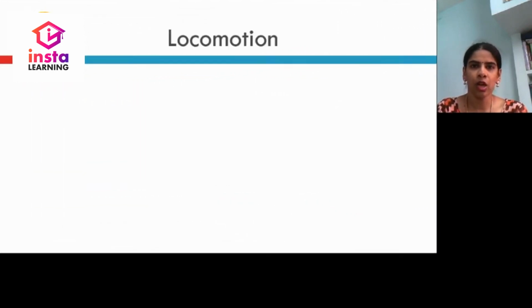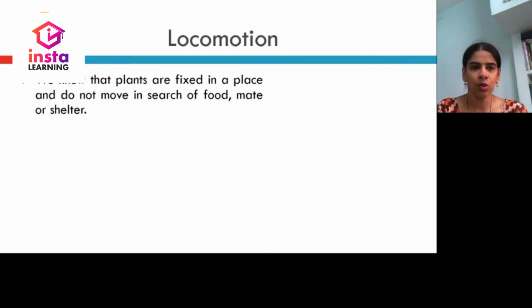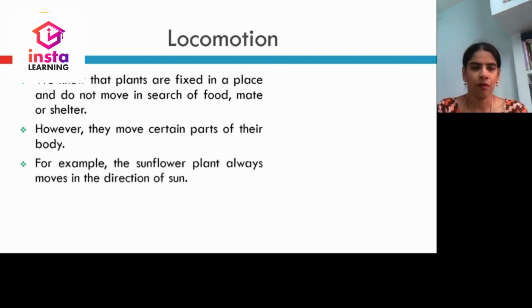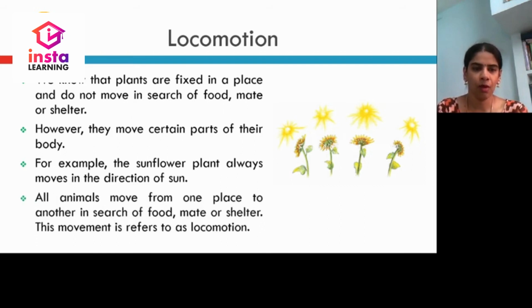Let us learn about locomotion. We know that plants are fixed in a place and hence cannot move in search of food, mate or shelter. However, they move certain parts of their body. For example, the sunflower plant always moves in the direction of the sun. All animals move from one place to another in search of food, mate or shelter. This movement we call locomotion.